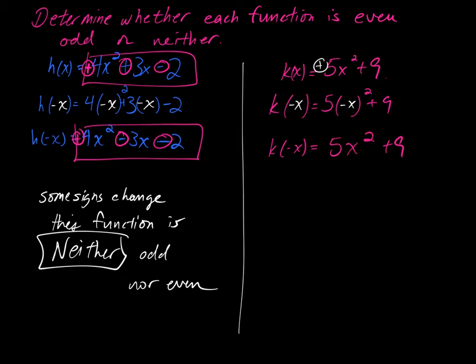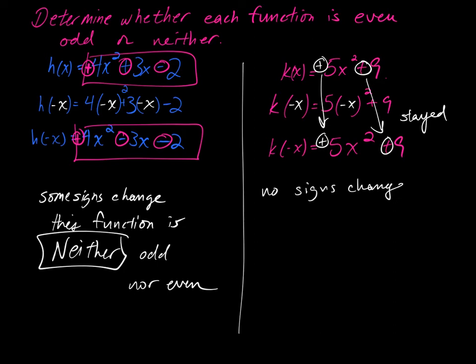So the signs here went from being positive to being positive and being positive to being positive. So these signs both stayed, which means no signs changed. And if no signs change, this is an even function.